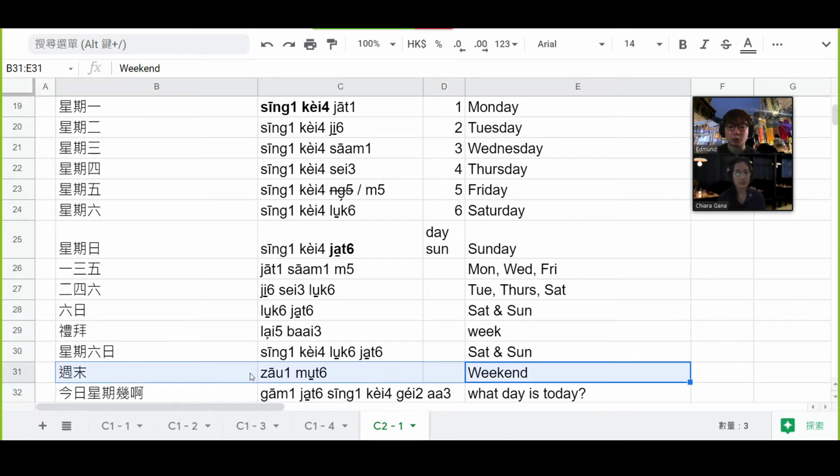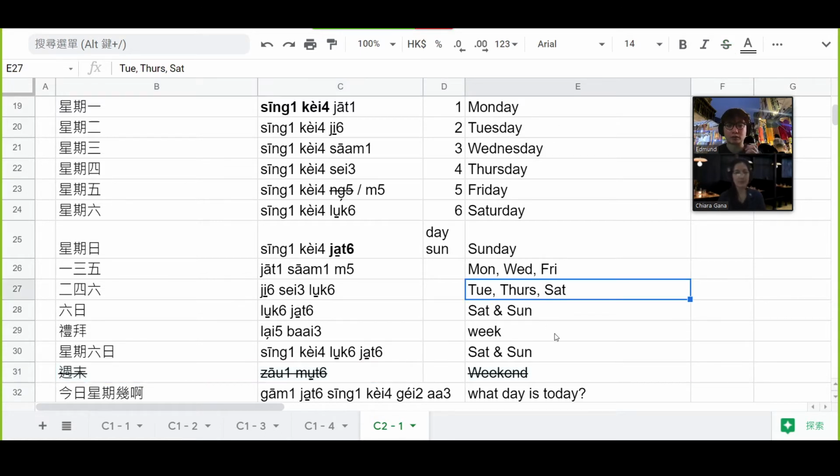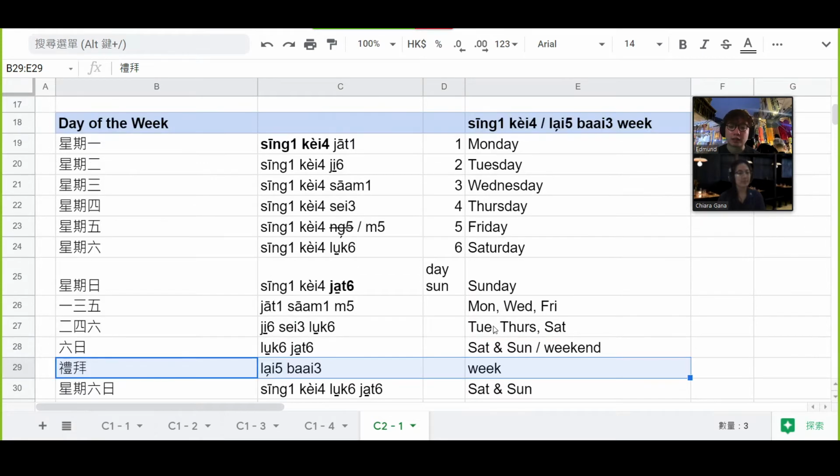There is a translation for the weekend in Cantonese, which is 周末. But I don't think I have ever used this word in spoken language. It sounds like a written language, very formal. Usually we will just say 六日 to mean weekend. So 六日 means Saturday and Sunday. And then we have already seen this one, 禮拜 is week.